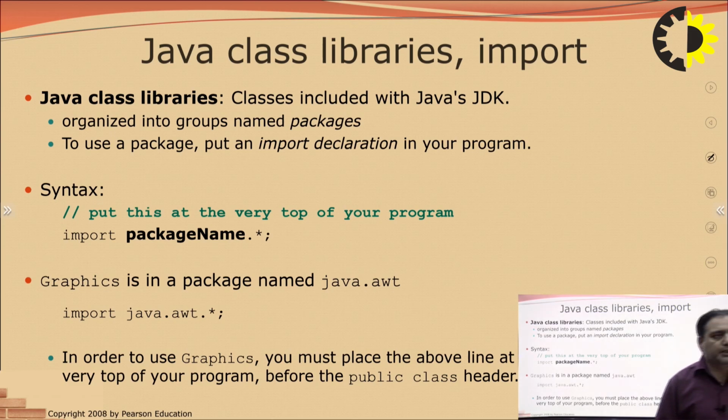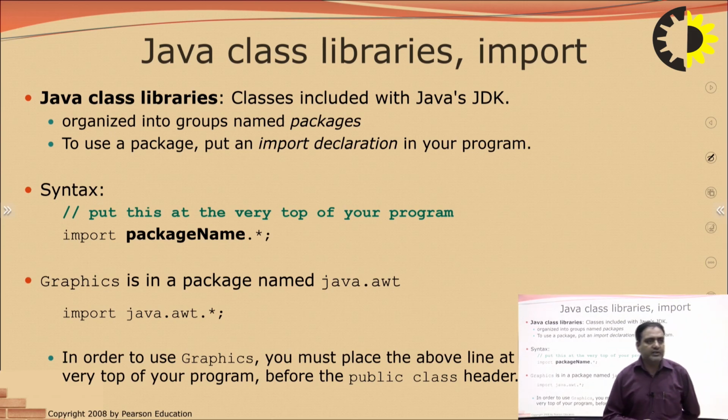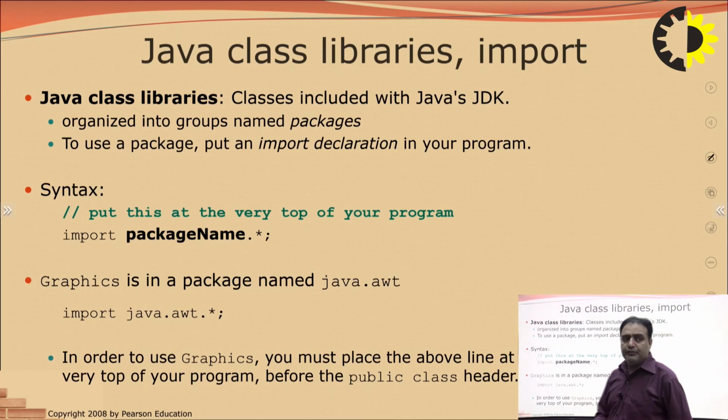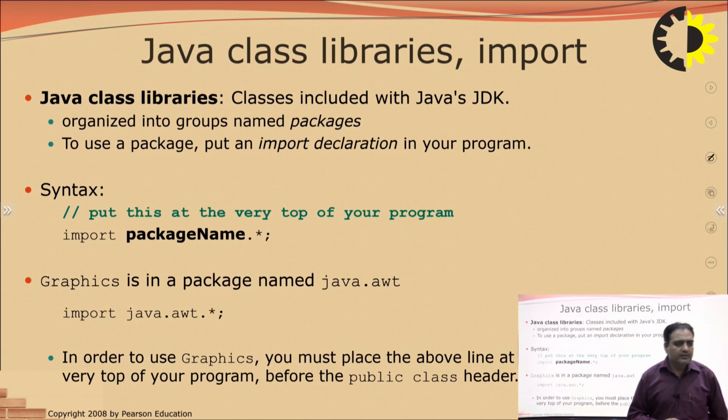Java class libraries import is the most important point. Java class libraries include classes with Java's JDK, organized into groups named packages. To use the packages, put an import declaration in your program. So the most important thing, if you are making a graphics program in Java, is that you import, because you are using the different classes and the different methods which are already defined in that particular package.